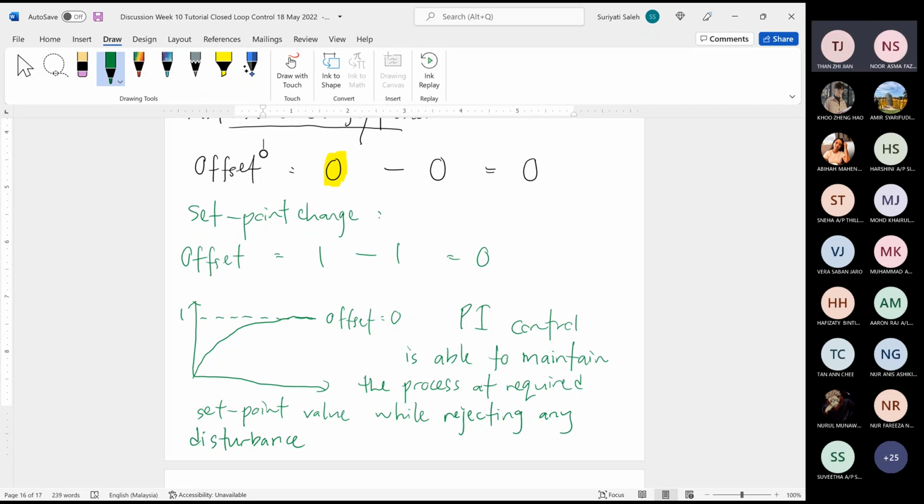How do we know that? We prove it by doing calculation. We use offset calculation as our evaluation. We employ the set point change, we employ the disturbance change. Based on the calculation, we obtain 0. This 0 indicates that the PI controller is not only able to maintain the process at the desired value, but also reject or counteract any kind of disturbance value. This is the explanation of your answer.